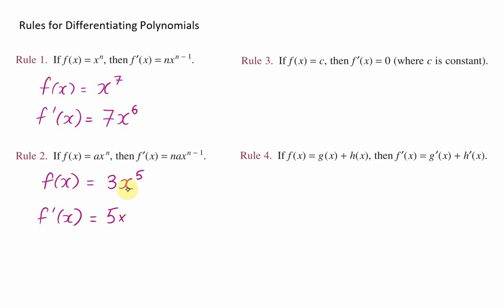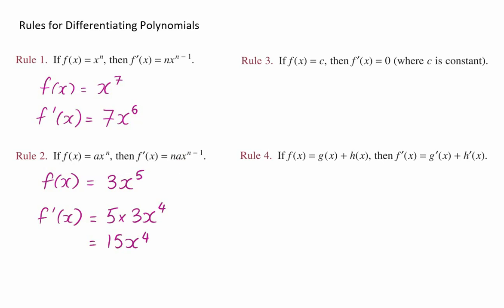And it becomes 5 times 3x to the power of what used to be 5. And the new power is 5 minus 1, so 4. Which we can write straight away, or more simply, as 15x to the power of 4.